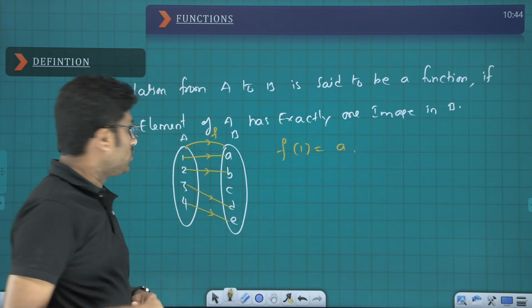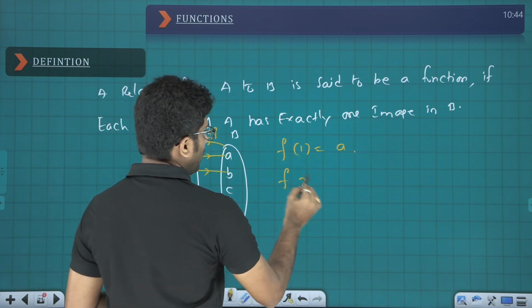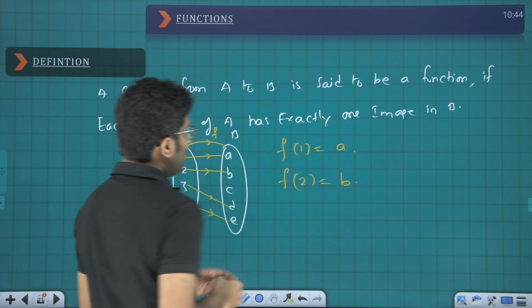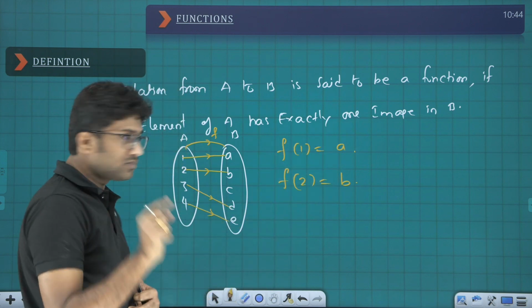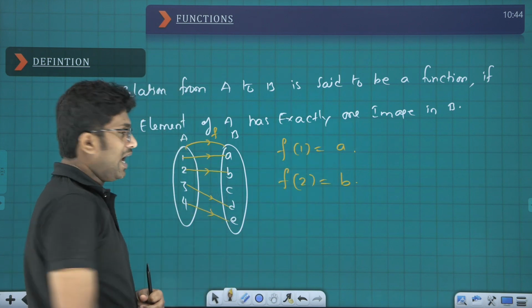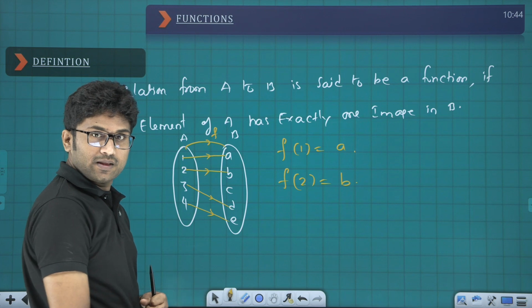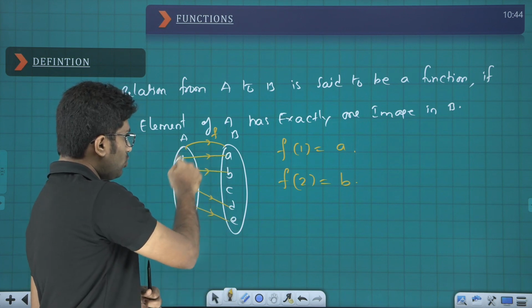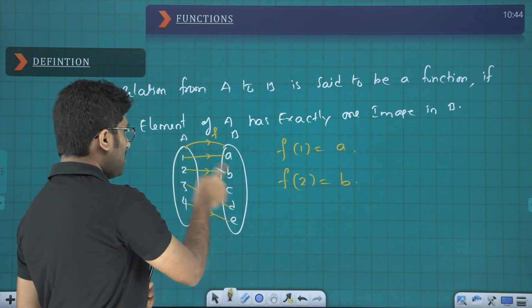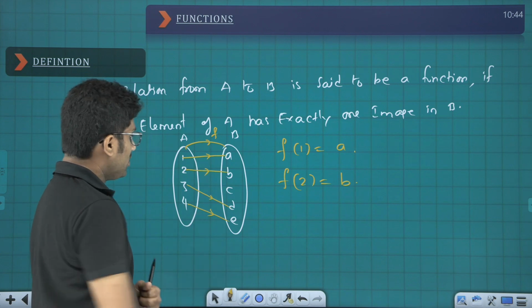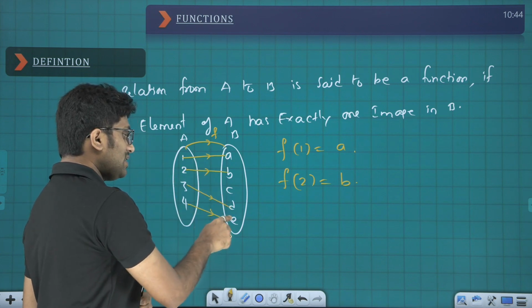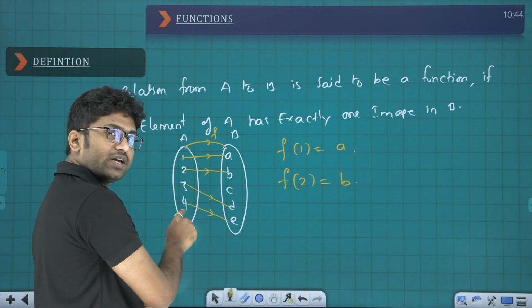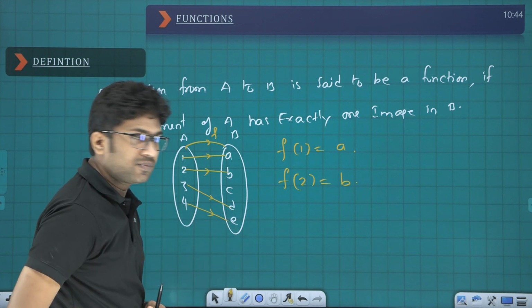F of 1 equals A and F of 2 equals B. When we write F of 1 equals A, A is the image of 1 and 1 is the pre-image of A. B is the image of 2, 2 is the pre-image of B. D is the image of 3, 3 is the pre-image of D. E is the image of 4, 4 is the pre-image of E.